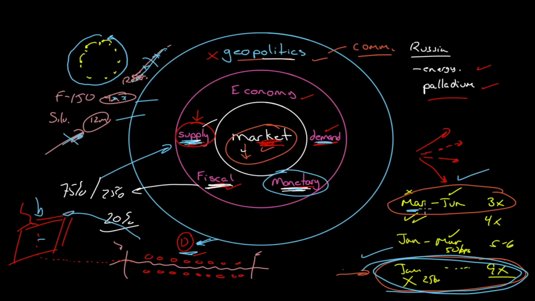25 basis points. I think 3 over the course of the year probably makes sense. But let's understand that that still doesn't get you to 1% on the short end of the curve. That still doesn't get you to 1%.